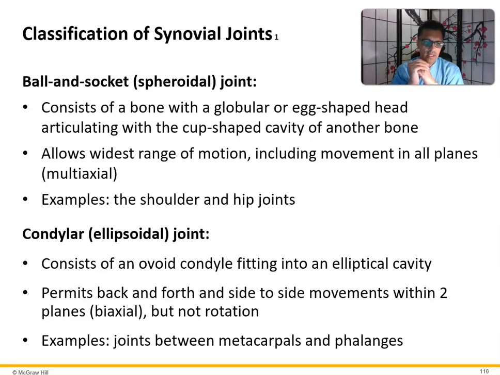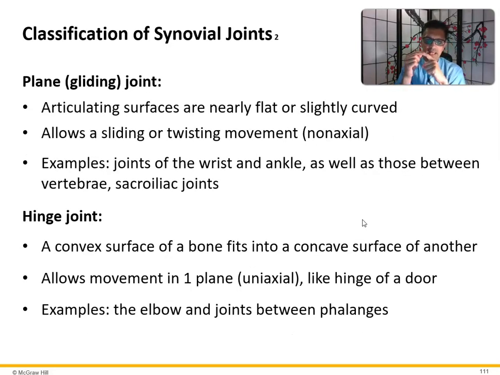The condylar joint consists of an ovoid condyle fitting an elliptical cavity, and permits back and forth and side-to-side movements within two planes, but not rotation. Examples include the metacarpals and the phalanges. So these are condylar, ellipsoidal. The plane, gliding joints have articulating surfaces that are nearly flat or slightly curved, allowing a sliding or twisting movement. These are my wrist and ankle, vertebrae, and the SI joint.